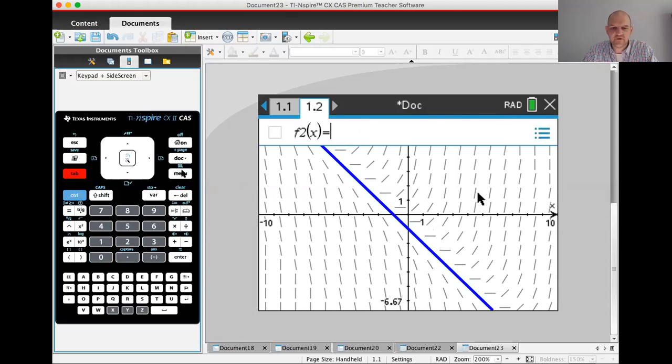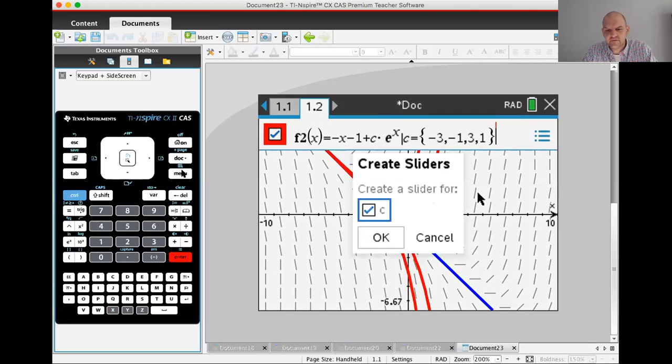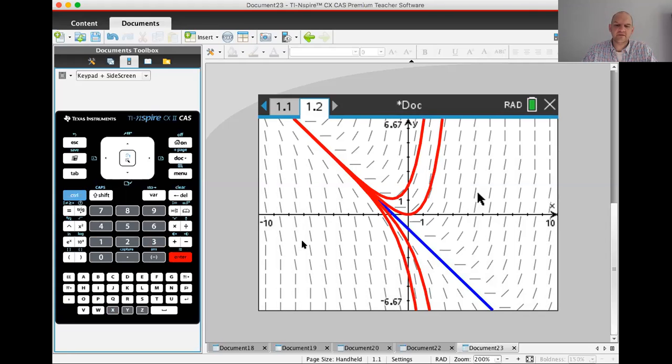And then you can just play around with your values. So it's like negative x minus 1 plus c times e to the x. Let's feed it a couple different c values. So like negative 3, negative 1, 3, and 1, let's say. I don't know why I'm doing those values, but whatever. Create a slider, I don't want that. Look at that, we get a solution that's decreasing concave down, a solution that's concave up and always has a relative minimum, and then we also get the linear solution.